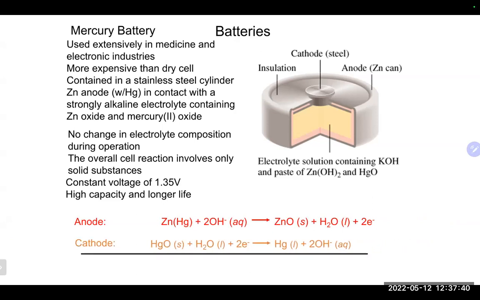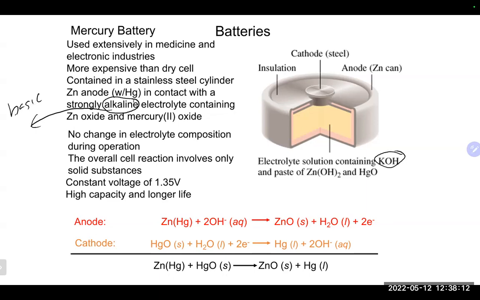Another type of battery is a mercury battery, and it's used a lot in medicine and electronic industries. It's more expensive than a dry cell. It also functions a little bit similar. We have a stainless steel zinc anode that's in contact with mercury on the inside, and it contains a strongly alkaline electrolyte. Alkaline means basic, right? That is why we have some potassium hydroxide, which is a very strong electrolyte. Once again, acting like a salt bridge inside there.